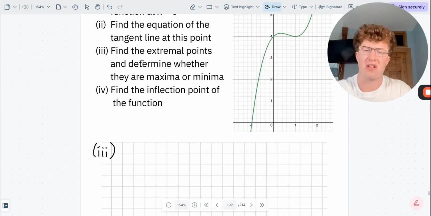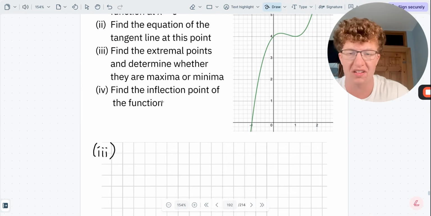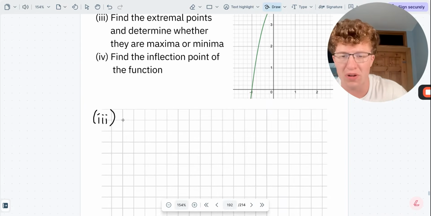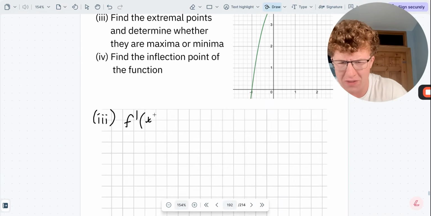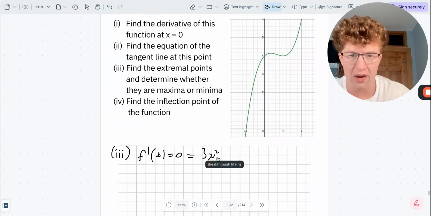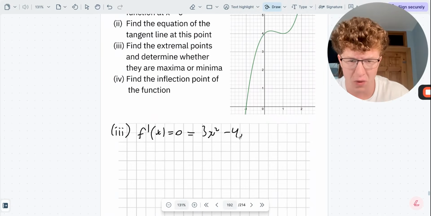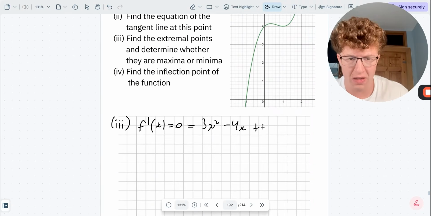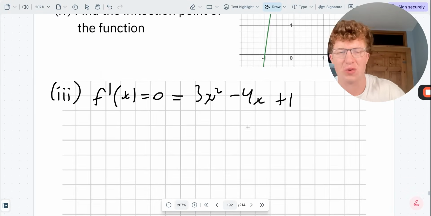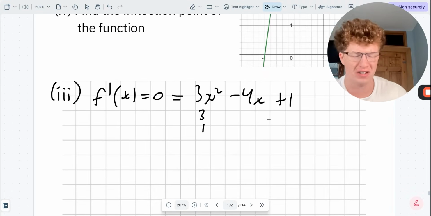So for part 3 of this question, we want to find the extremal points and determine whether they are maxima or minima. So for extremal points, the derivative equals 0. So what's the derivative? It's 3x squared minus 4x plus 1. So we want to get this equal to 0. How are we going to do that? We're going to use quadratic factorization, or you can use the minus b formula. I'm going to try it like this.